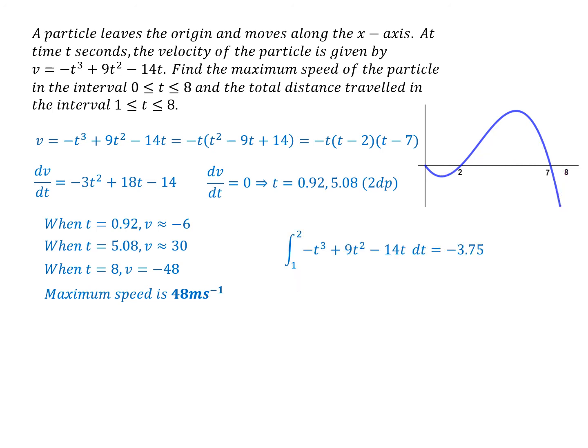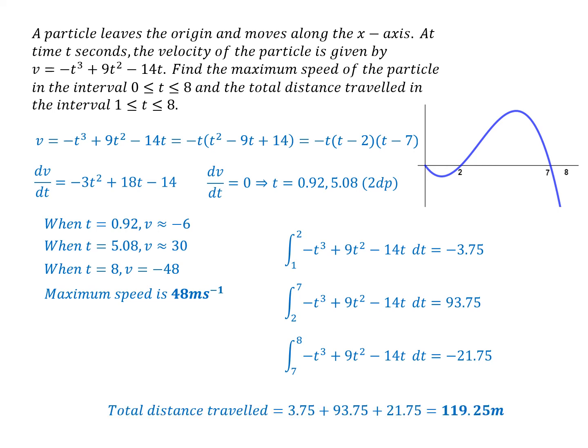There's the first integral from 1 to 2, which gives me a negative value, which I would expect because the area is below the x-axis. The second integral from 2 to 7, a positive area. And the third integral, again, another negative area. So the total distance travelled is 119.25. So there we are, that's my answer to the question.